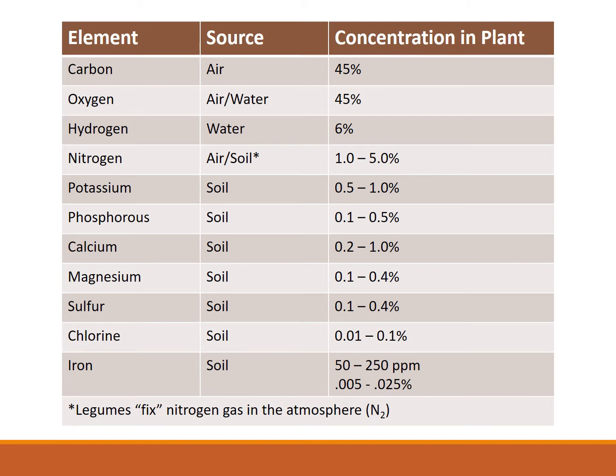Hydrogen would account for 6% of the plant, nitrogen somewhere between 1 to 5%, potassium 0.5 to 1%, phosphorus 0.1 to 0.5%, and so on. And then skipping down to iron, which was a micronutrient, only 0.005 to 0.025% of the plant is actually iron.